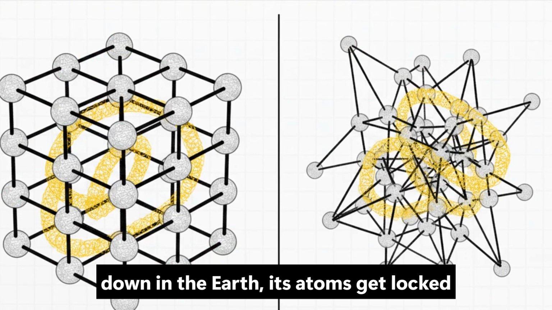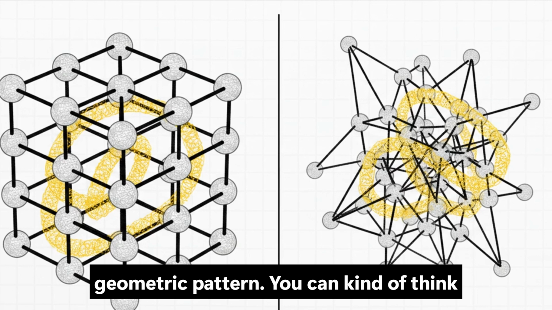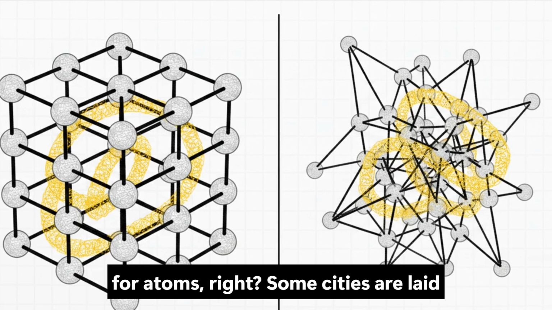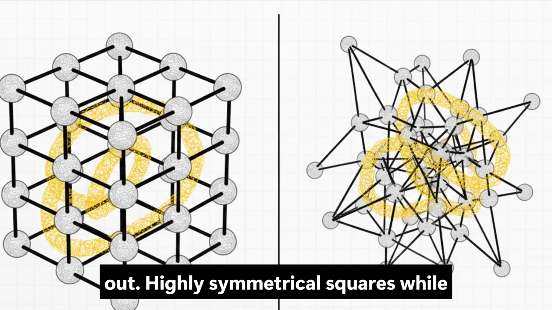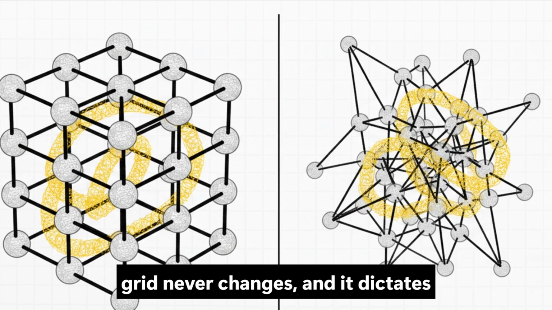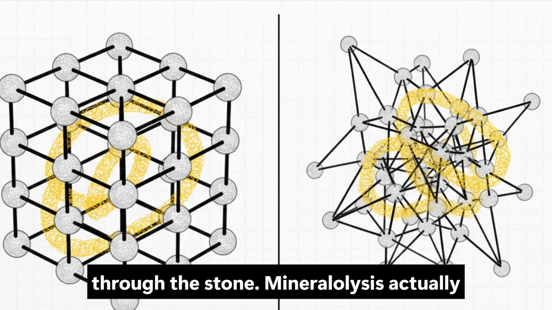The very moment a crystal begins forming deep down in the earth, its atoms get locked into a permanent, 3-dimensional geometric pattern. You can kind of think of it like a city's street grid, but for atoms, right? Some cities are laid out in perfect, highly symmetrical squares, while others sort of sprawl out at odd, intersecting angles. Well, this atomic grid never changes, and it dictates exactly how light is allowed to travel through the stone.